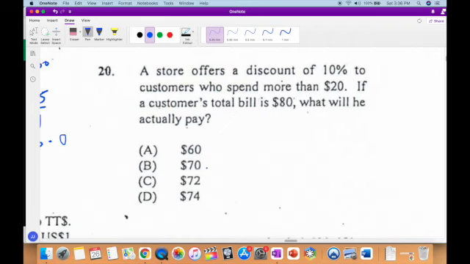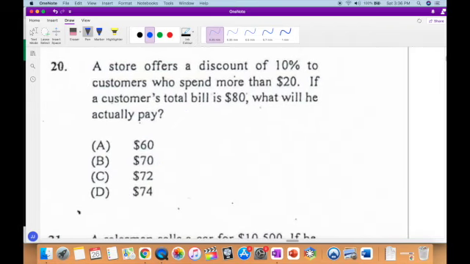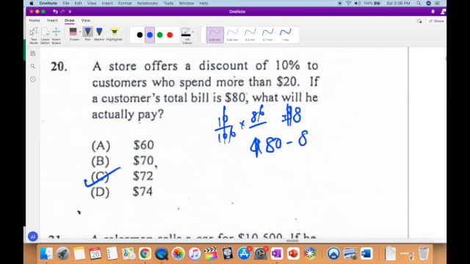Number 20. A store offers a discount of 10% to customers who spend more than $20. If a customer's total bill is $80, what will he actually pay? Well, he'll get a 10% discount, so he'll get a discount of 10% of $80. Zip, zip, zip. So he'll get a discount of $8. That means he'll pay $80 minus $8, which is C, $72.